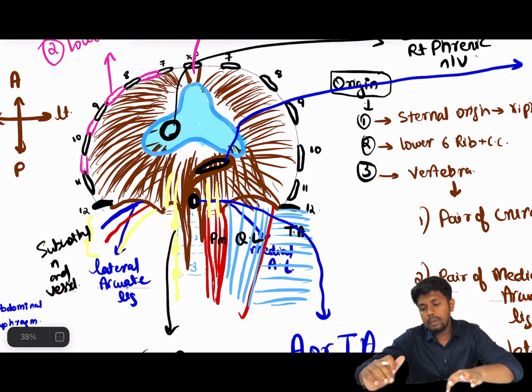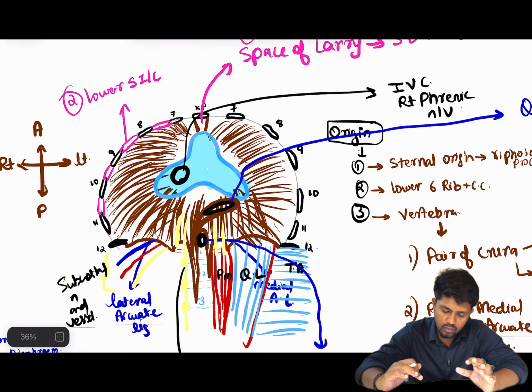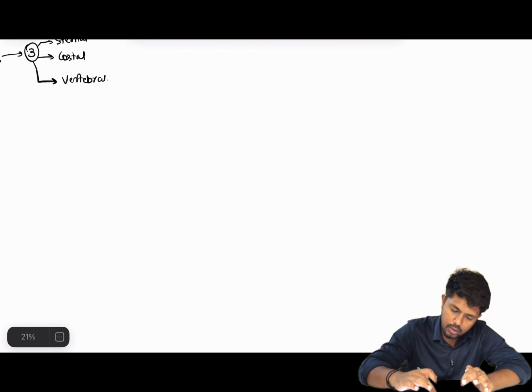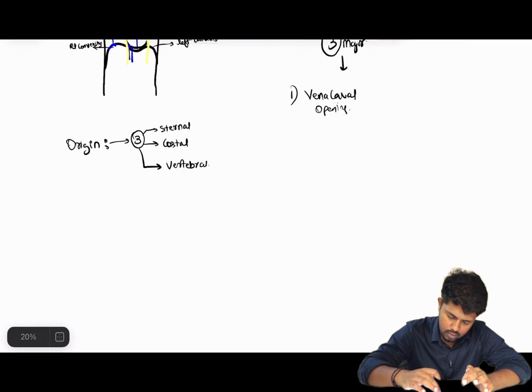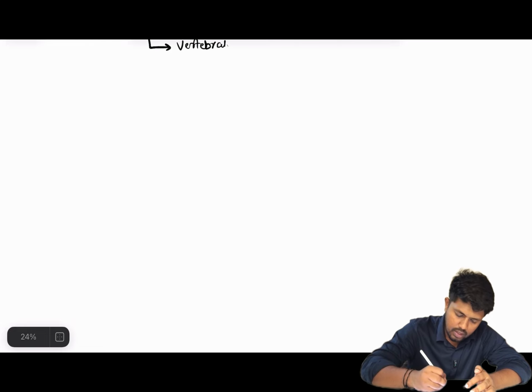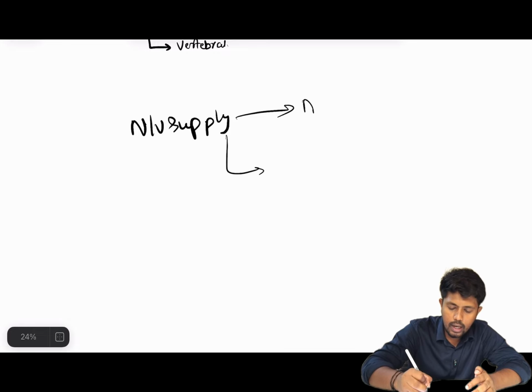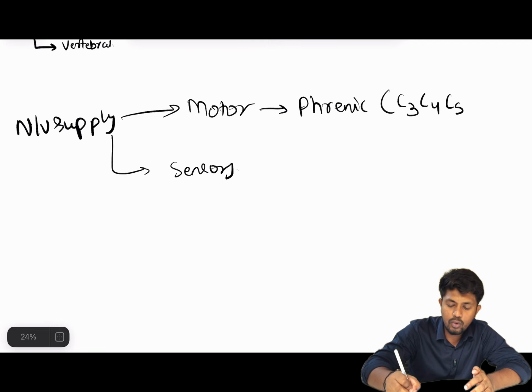So in this way we have seen the majority part of the diaphragm. So next we'll see the motor supply, or you can say nerve supply. The nerve supply will be divided into motor and sensory. The motor supply will be through the phrenic nerve, that is C3, C4 and C5 root value.